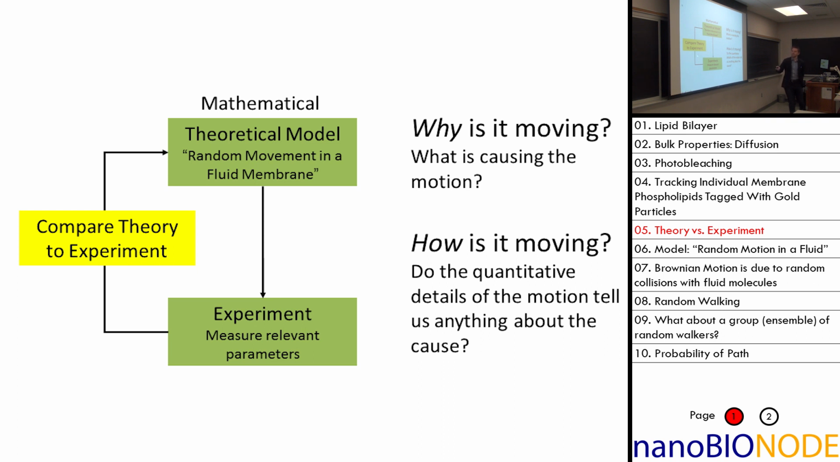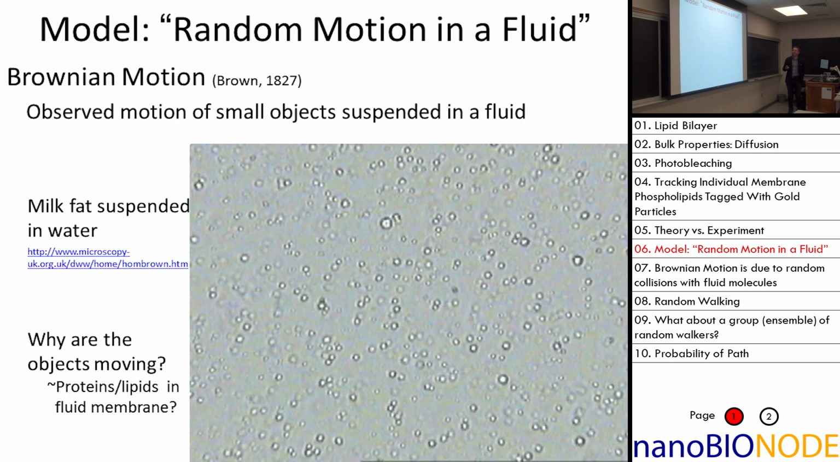Okay, so this is something called the scientific method, right? So you may be familiar with this. All right, so let's try to do this. Okay, so this is going to be the kind of model that we construct. Okay, so we want to construct a model which represents random motion of some particle in a fluid.